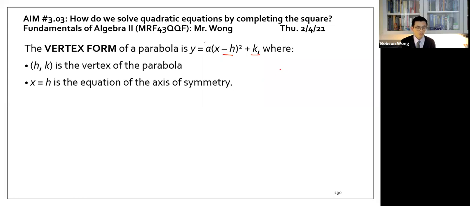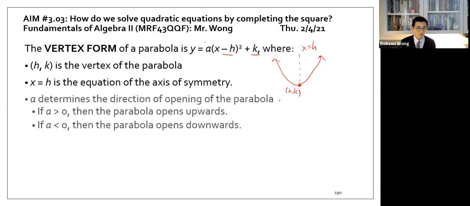x equals h is the equation of the axis of symmetry. So in other words, if here we have this is (h, k), then x equals h is the equation of the axis of symmetry. And a tells us the direction of the opening of the parabola. So if a is positive, then the parabola opens upwards. If a is negative, then the parabola opens downwards.